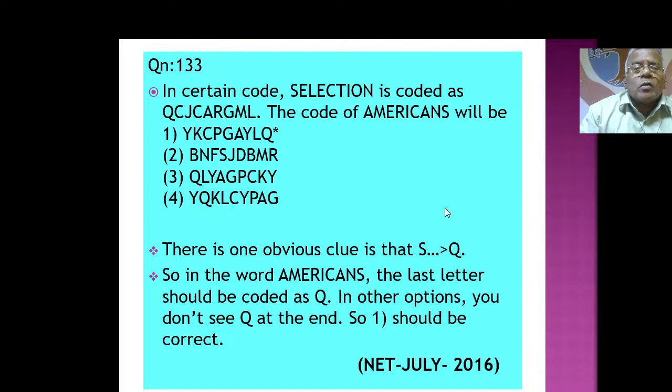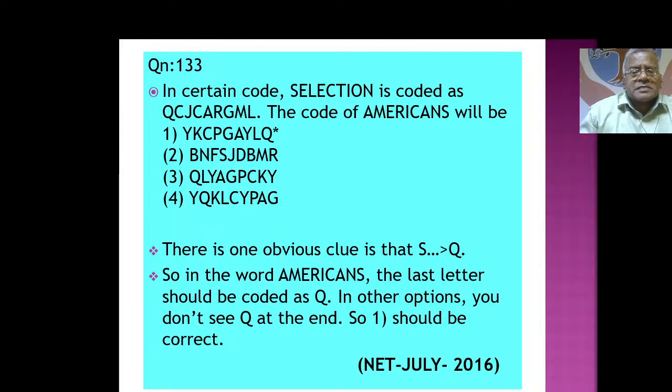In a certain code, SELECTION is coded like this: Q, C, J, C, A, G, M. What will be the code of AMERICANS? So it's another very, very challenging problem actually. There is no other clue except one clue here. It is a very special problem.